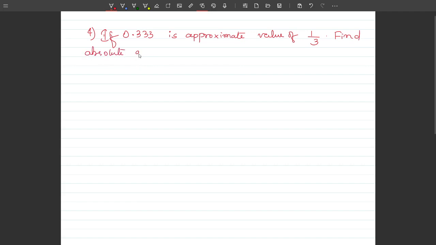Your next question is the fourth one. If 0.333 is an approximate value of one by 3, find the absolute and relative error.